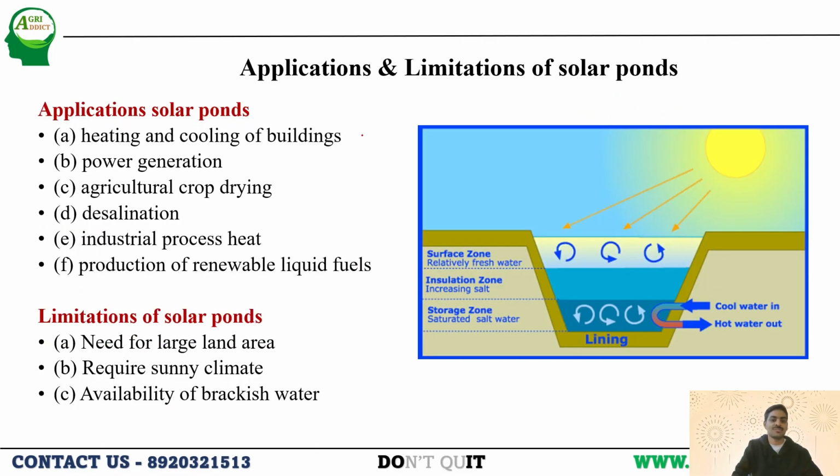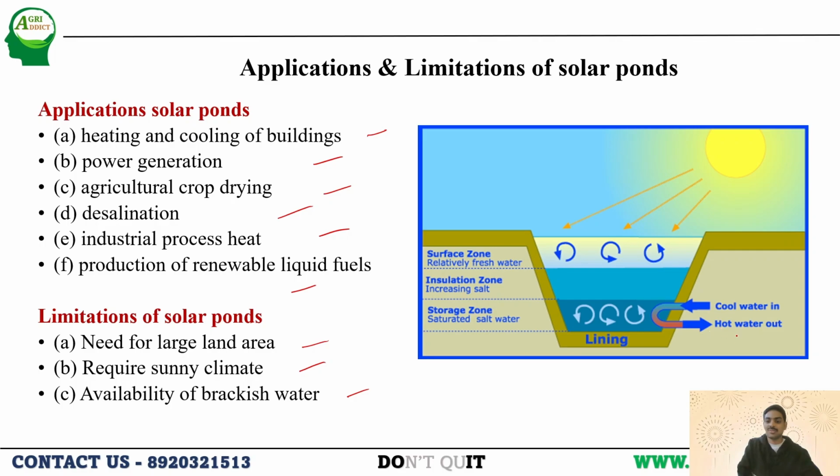Next, the applications of solar ponds. There are various; I have mentioned a few: power generation, agriculture, crop drying, desalination, industrial process heat, and production of renewable liquid fuels, etc. And limitations: it requires a sunny climate, obviously good in summer season, availability of brackish water, that is salt water, and need for a large land area.